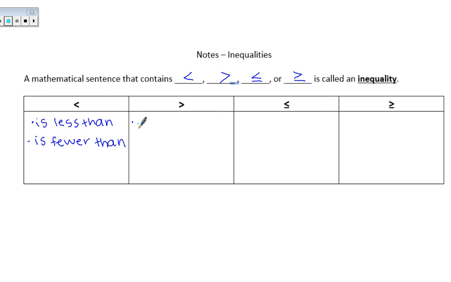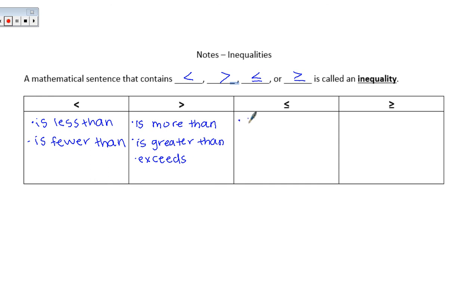Our next sign that we have is the greater than sign. So you're going to see something like is more than. Again, with the is in front of it, it doesn't mean addition, it means the greater than sign. Is greater than. Or you're going to see something like exceeds. All of those words would make you think about the greater than inequality sign.